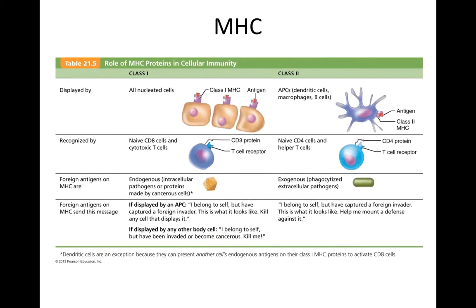Class 1 and class 2, we're going to do a comparison here. MHC1 is found on all cells that carry a nucleus. So any cell that has a nucleus is going to have MHC1 on its surface. Class 2 is only found on APCs. Now, APCs, a dendritic cell, a macrophage, a B cell, all have a nucleus. Therefore, they also have class 1. But they're the only cells that have class 2.